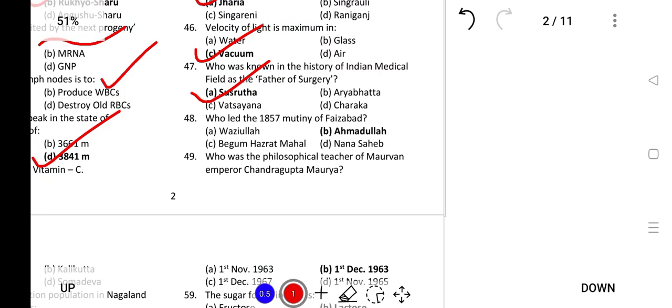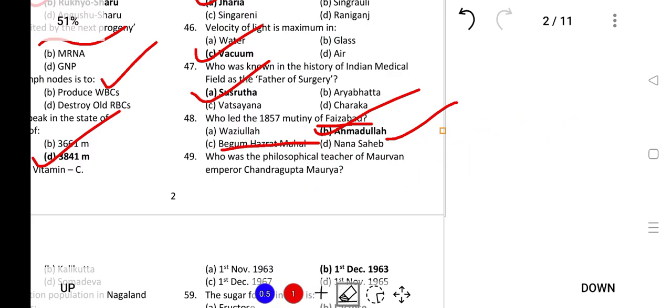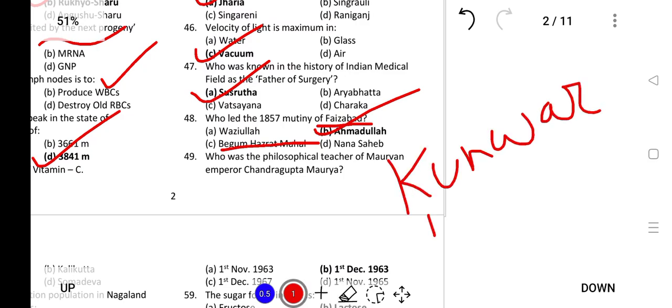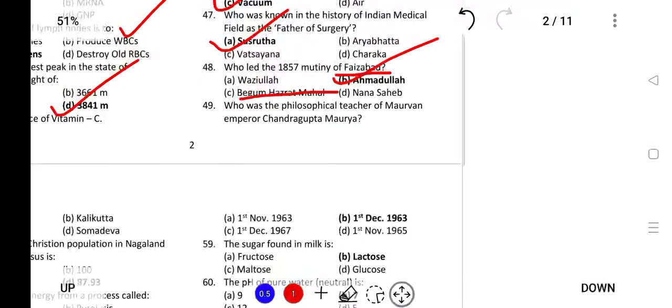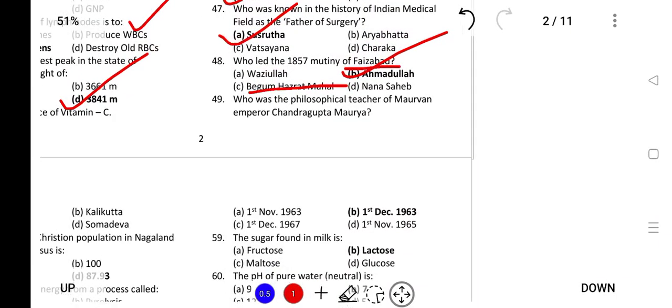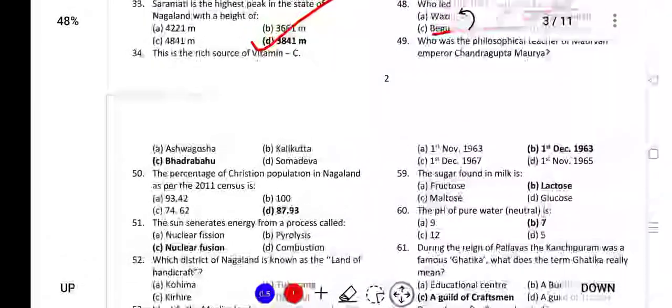Who led the 1857 revolt in Faizabad? In Faizabad it was Maulvi Ahmadullah, in Lucknow Begum Hazrat Mahal, in Kanpur Nana Sahib, in Gwalior, and Kunwar Singh in Bihar, and in Jhansi, Rani Lakshmibai. Next, who is the philosophical teacher of Mauryan Emperor Chandragupta Maurya? It is Bhadrabahu.